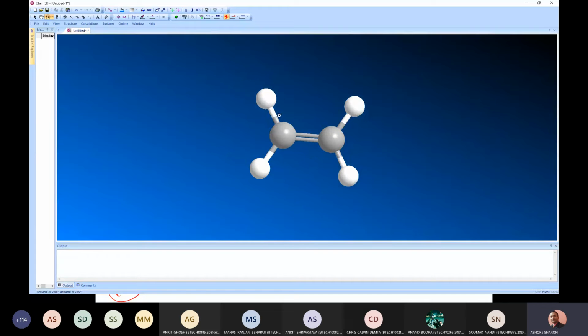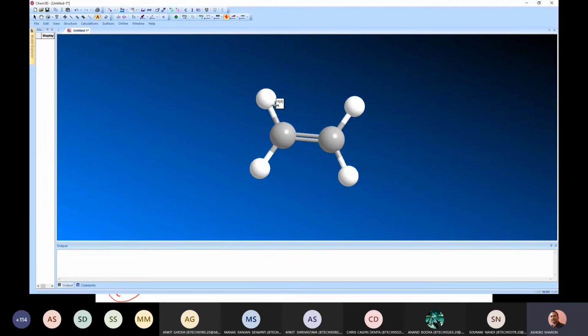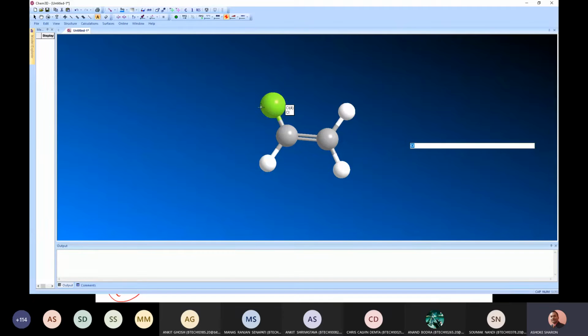If you have some other group here, whatever the group, suppose you have a chlorine here. So now this chlorine cannot come at this point. It will be fixed because rotation is restricted. That is the reason when you have this kind of group, rotation is restricted, and then there is a possibility of isomers. That is cis-trans isomerism.